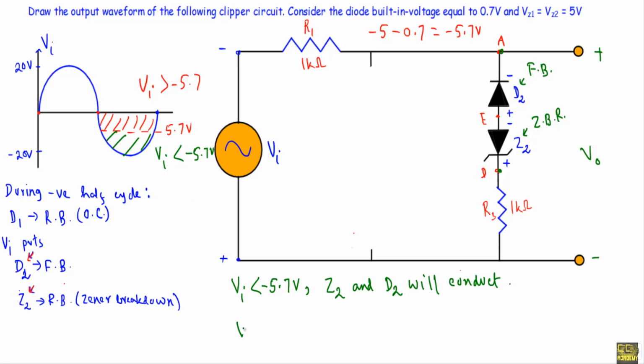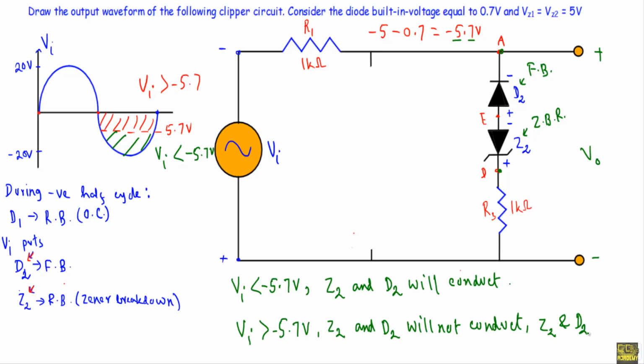But when Vi is greater than -5.7 volt, we will not get sufficient voltage of -5.7 between this A and D terminals. Therefore, the Zener diode Z2 and the diode D2 will not conduct any current. As a result, there will be no current conduction, so the Zener diode Z2 and the diode D2 will act like open circuits.